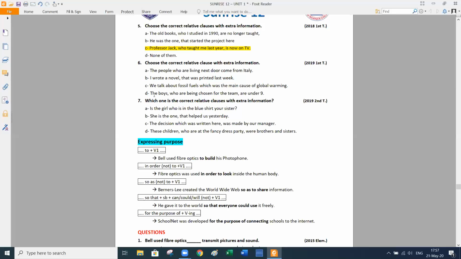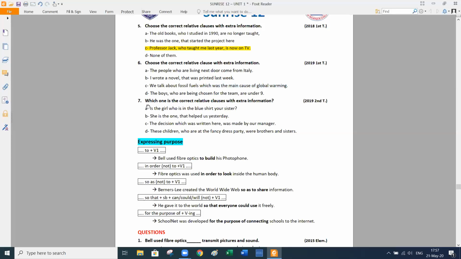C says, we talked about fossil fuels, which was the main cause of global warming. Yes, there is no comma used here. Which was the main cause is the relative clause. It is supposed to be extra information, but there is no comma here, so this is not the correct answer.